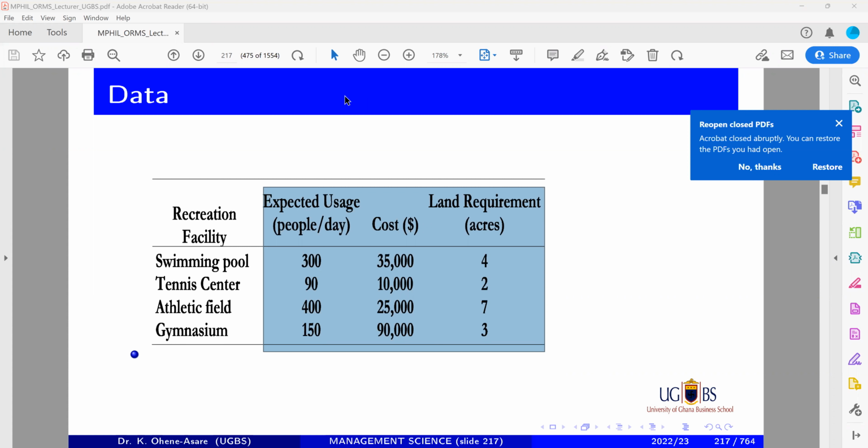Oh, sir. Yeah. For the Z, we are maximizing usage. Okay. So we are going to concentrate on the expected usage to form the Z, our objective function. So what will it be? It will be 300 x1 plus 90 x2 plus 400 x3 plus 150 x4.